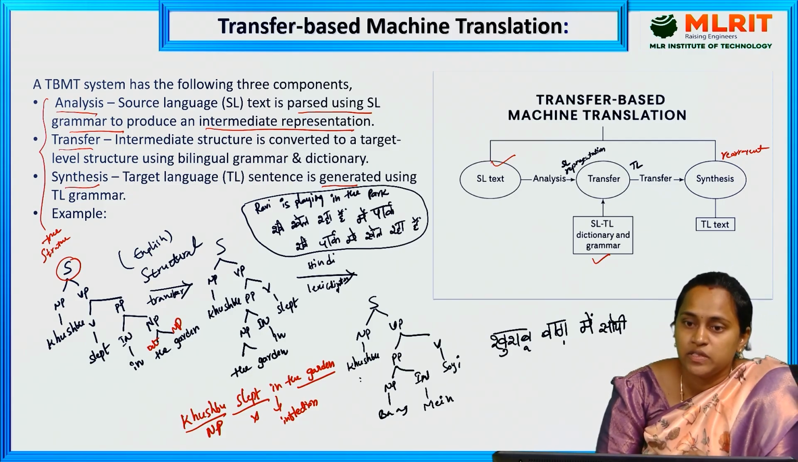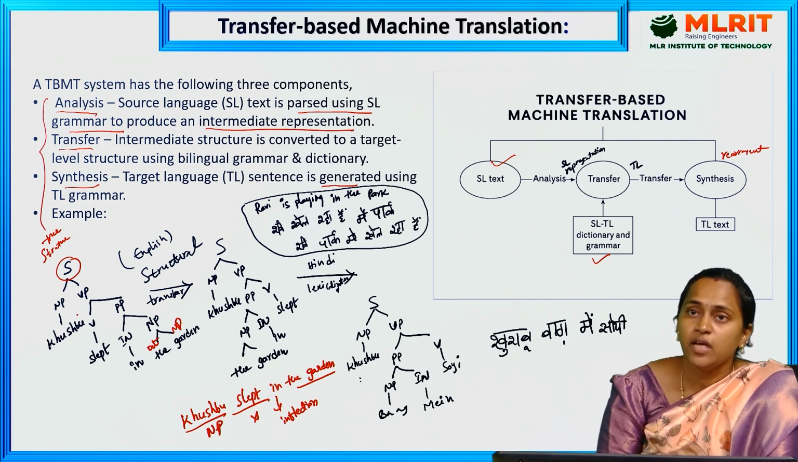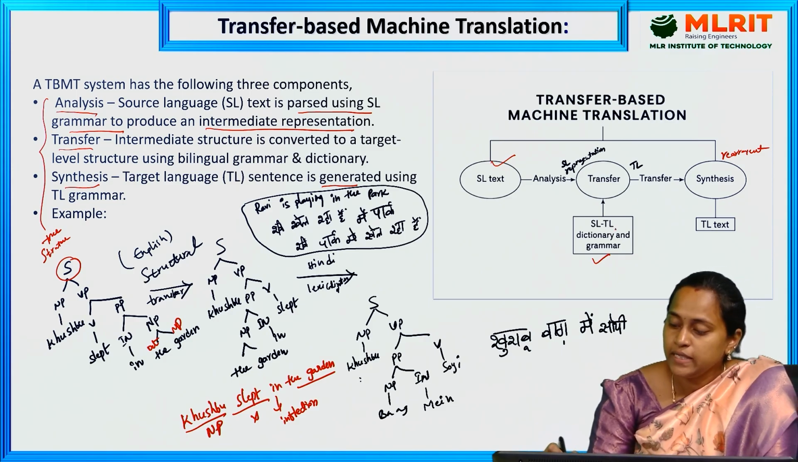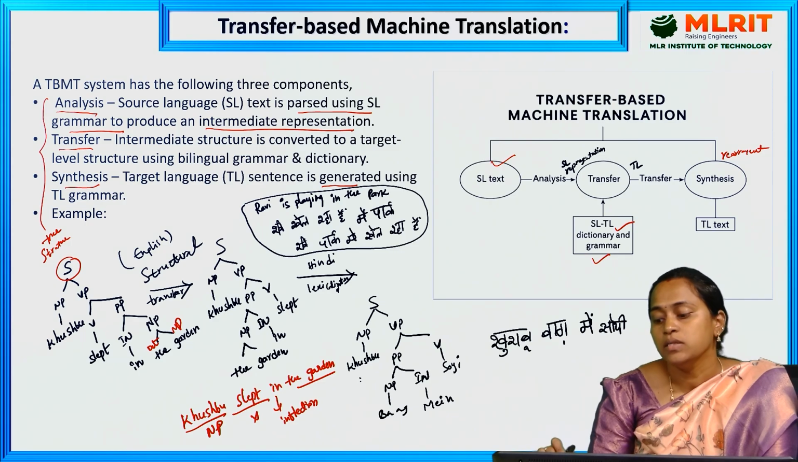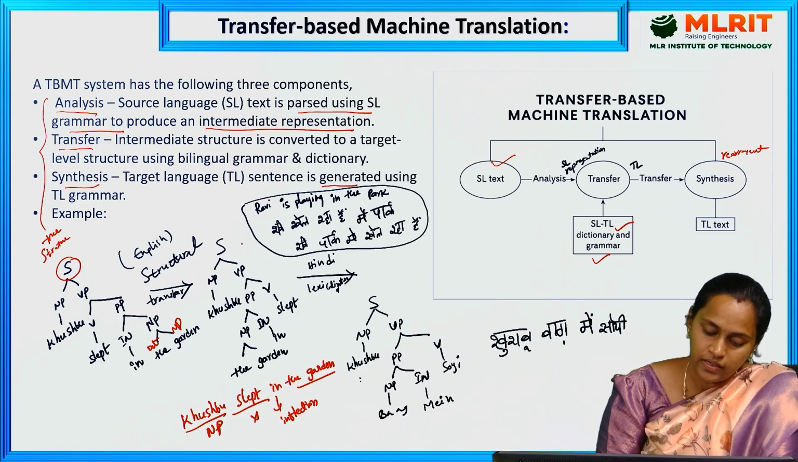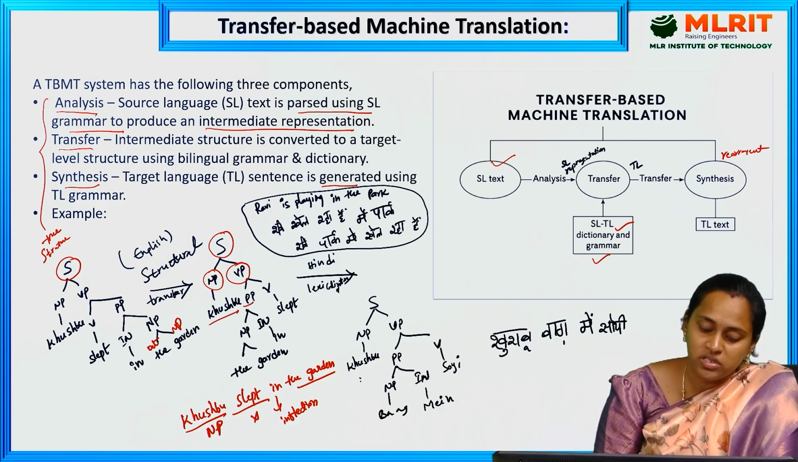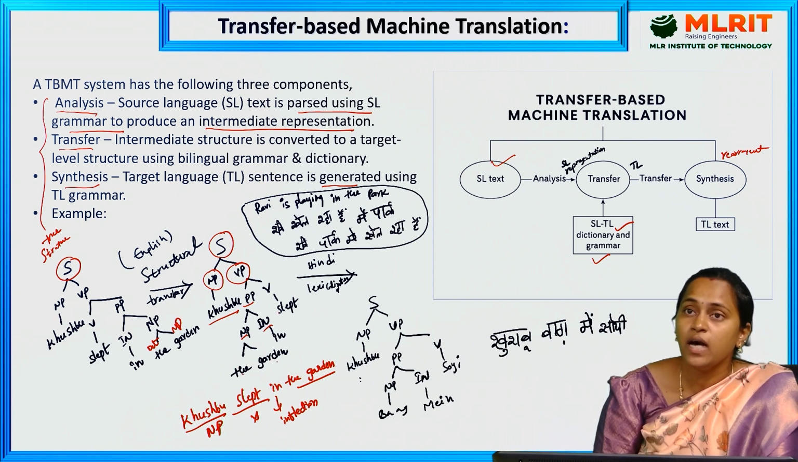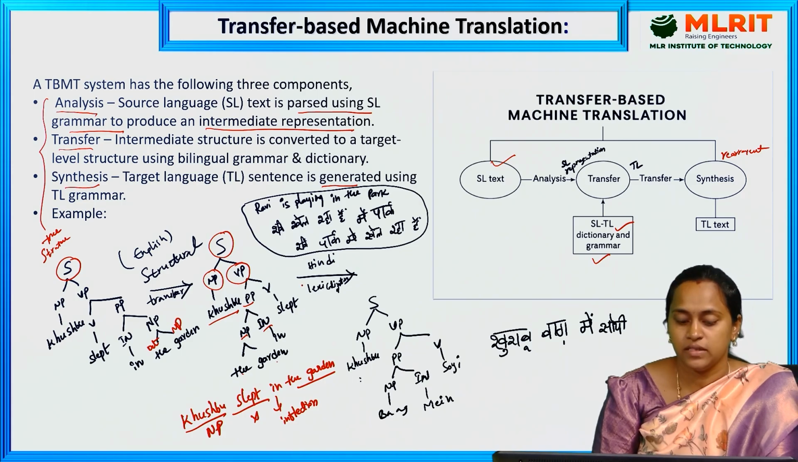We have to transfer this structural language to the target language. Within that we analyze the structured sentence by using the SL-TL bilingual dictionary. After rearrangement, this is the sentence structure: noun phrase, verb phrase. Here the noun phrase is Khushbu. The prepositional phrase is noun phrase, inflection, the garden. That means Khushbu, the garden. Instead, we are transferring the sentence into Hindi.